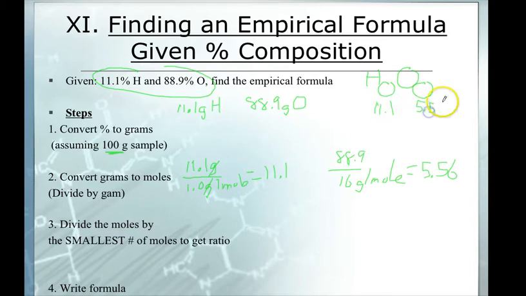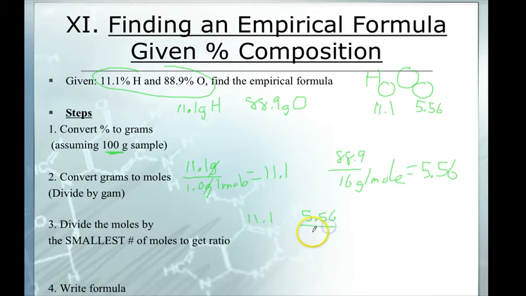But you can't have subscripts as decimals. I can't have 0.1 of a hydrogen atom. I have to have whole number atoms. I can't have a tenth of an atom. So what you do then is you take both of the numbers, in this case the 11.1 and the 5.56, and divide them both by the smaller of the two.